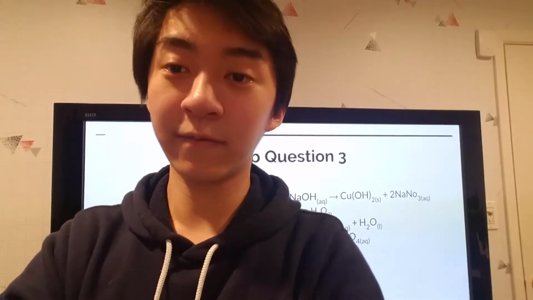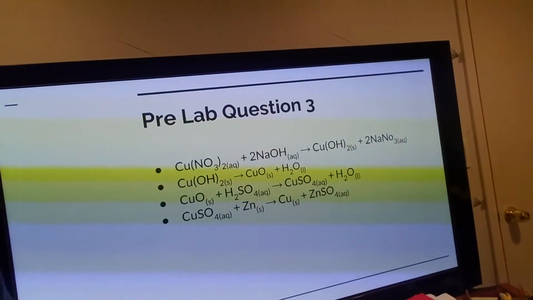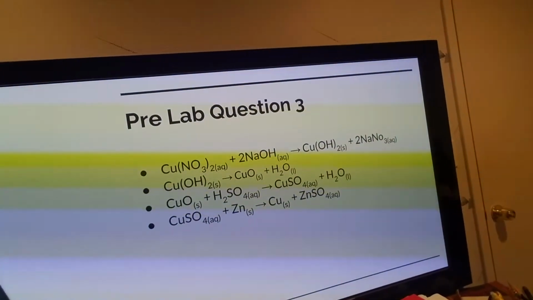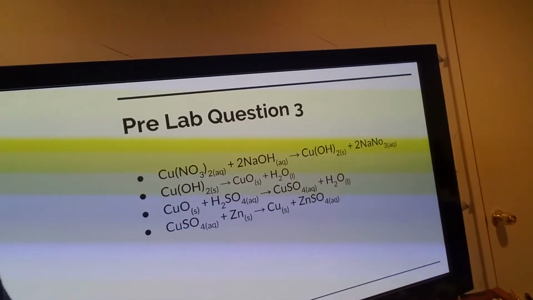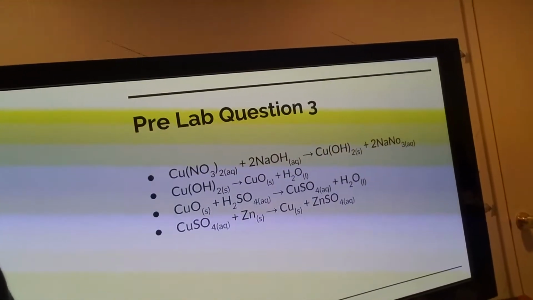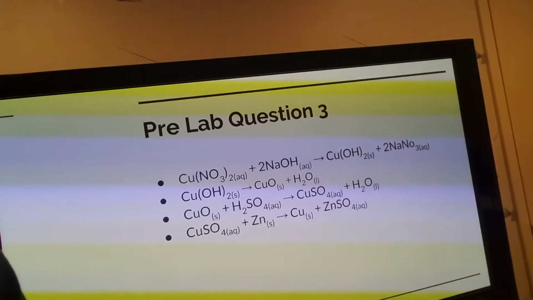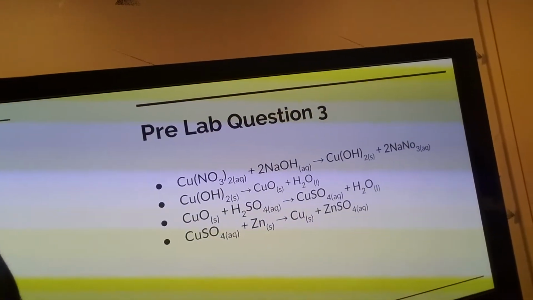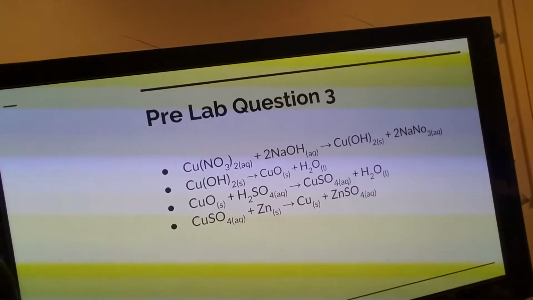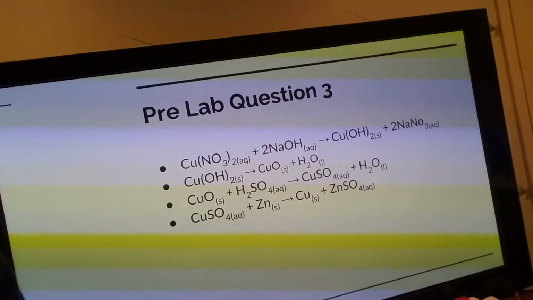Balanced reactions for the reactions in this experiment are shown here. So as you can see, Cu(NO3)2 and 2NaOH form Cu(OH)2 and 2NaNO3. Additionally, Cu(OH)2 then forms CuO and also H2O, or water, and then the CuO and the H2SO4 form CuSO4 and H2O. And finally, the CuSO4 and the Zn form copper metal and zinc sulfate.